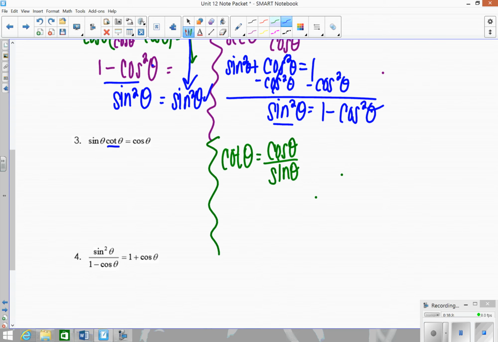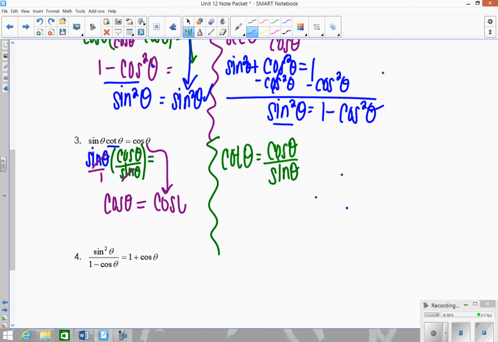So I'm going to just rewrite this, sine theta. This is going to be cosine theta over sine theta. And now what happens is these cancel. So this is like over 1. So I'm left with cosine theta over 1, which is just cosine theta. So if I bring this down, I end up with what I needed. The left-hand side equals the right-hand side.